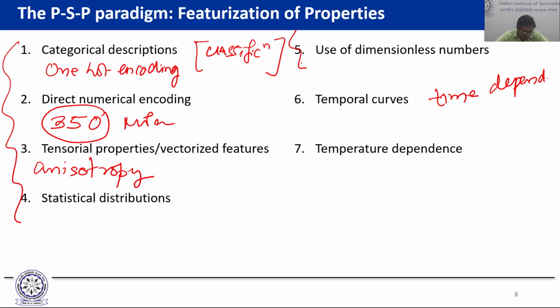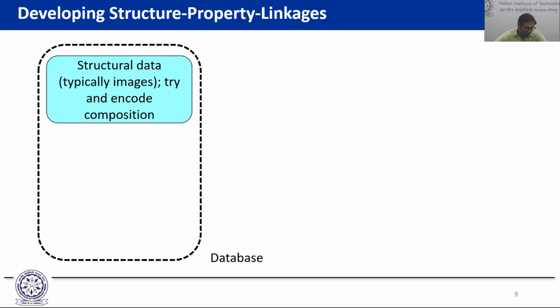So that's how you start featureizing them. So once you know how you want to featureize the properties, it is now time to move on to developing the structure property linkages. And when we try and develop the structure property linkage, once again we need a basic data set with which we will be working.